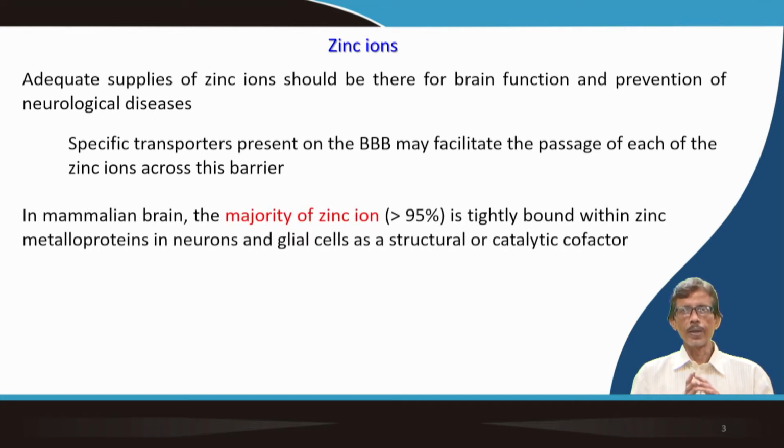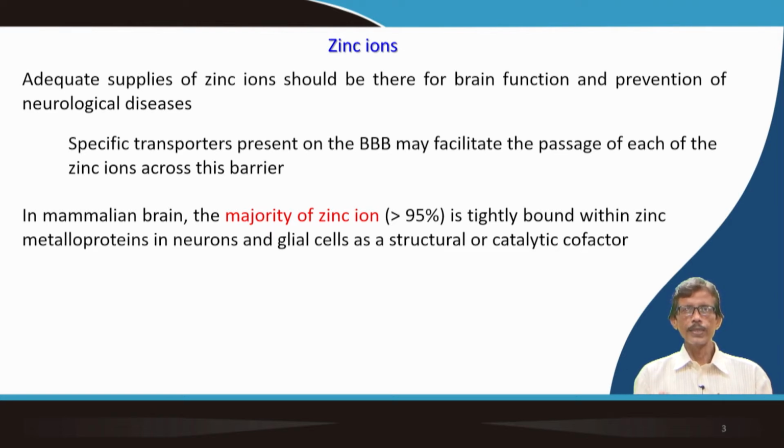So, in our brain, of whatever amount of zinc ion is available, greater than 95% is in a tightly bound form. That means it is not in the cytosol or in a very loosely bound form. So, zinc ion bound metalloproteins are important in neurons and glial cells. So, there are two places where we can have zinc ions where people can detect them, like the identification of iron in the ferritin breakdown molecule like hemosiderin.